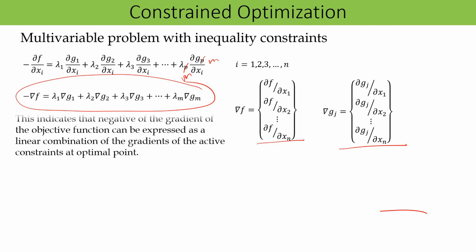Now let us consider, what is this equation telling? This equation is telling that the negative of the gradient of the objective function can be expressed as a linear combination of the gradients of the active constraints at the optimal point. You just see at the optimal point what will happen. The negative of the gradient of the objective function is the linear combination of the gradients of the active constraints. We are only considering the active constraints here.